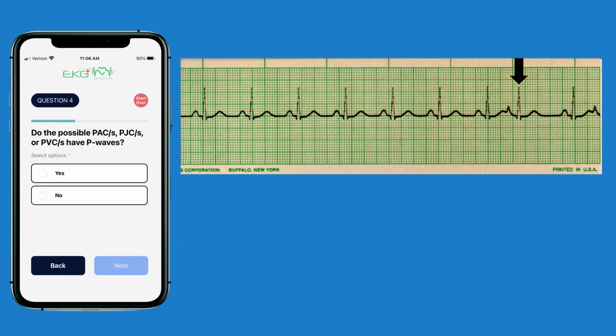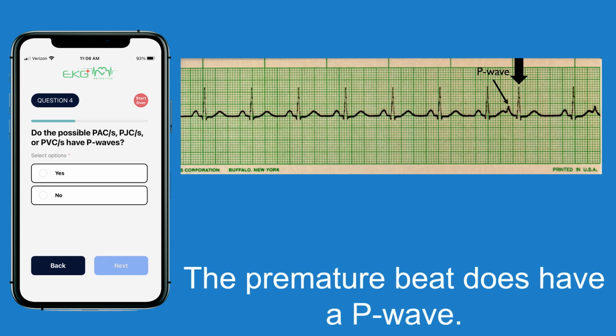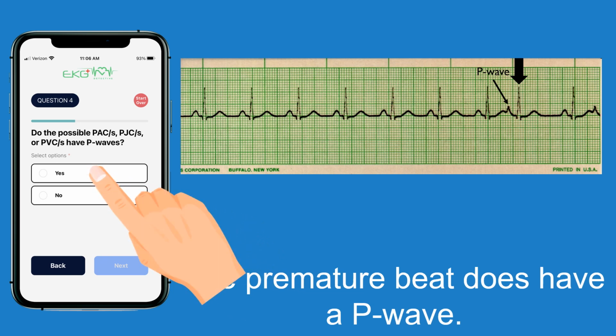Question number 4 is going to ask us if the actual PACs or PJCs have P waves. So looking at this ECG strip, the premature beat does have a P wave. So we will select yes in the app, and then we will hit next to go to the next screen.